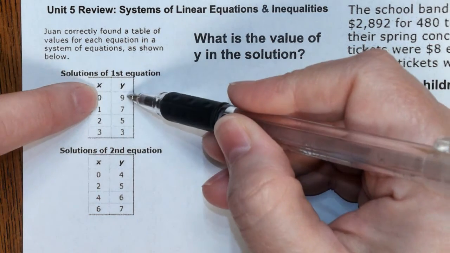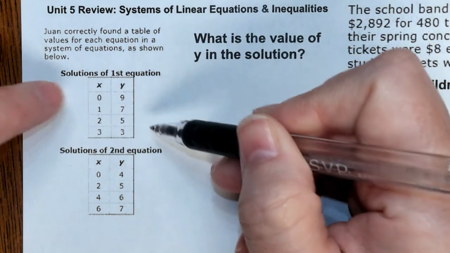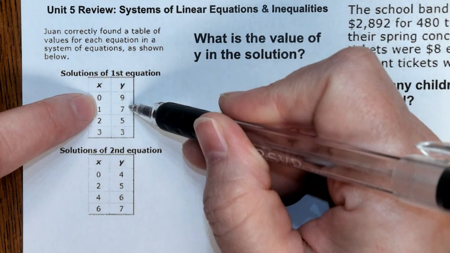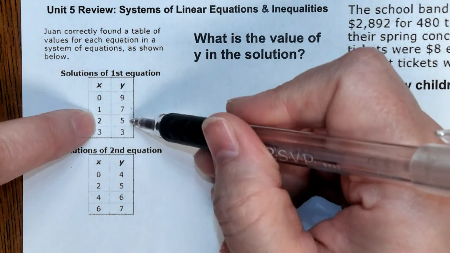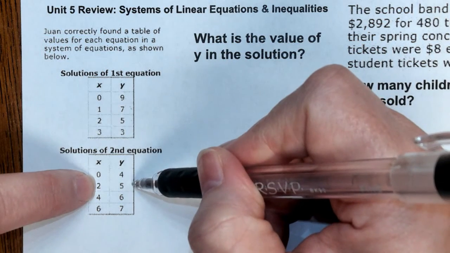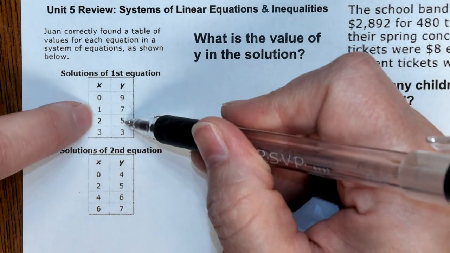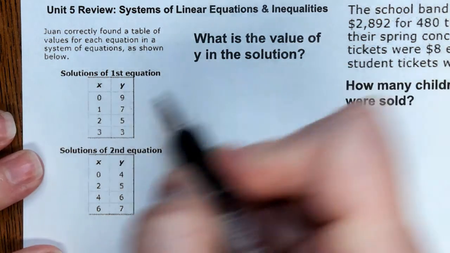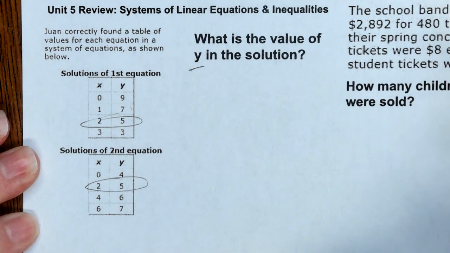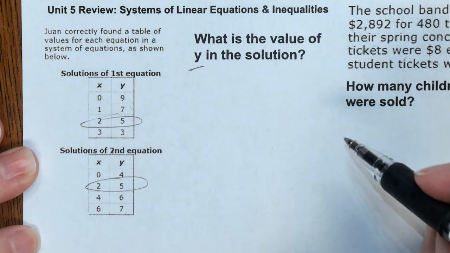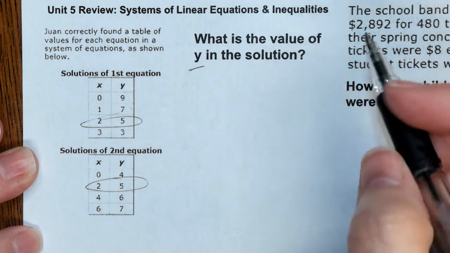So like here 0 is 9, but here 0 is 4, so that's not a solution. This one's 1 equals 7. There's not even a 1 here, right? Here 2 equals 5. Here 2 equals 5. So if I put in a 2, I get out a 5 either way, right? So it says what's the y? So what's the y in the point where they're the same?